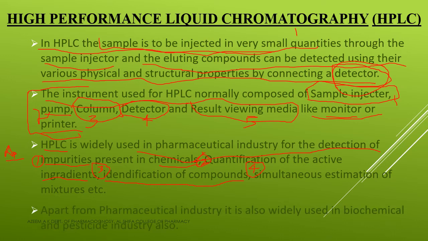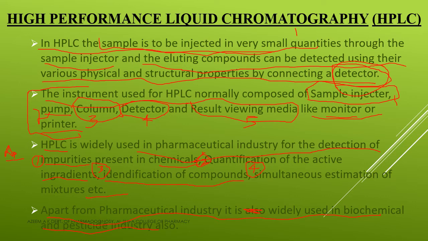Okay. So that was the pharma uses, which we just discussed. Now apart from pharmaceutical industry, HPLC is also widely used in biochemical as well as pesticide industry. Okay, so it's also widely used in biochemical as well as pesticide industry. Pesticide industries use it, biochemical industries use it. So this is its application.